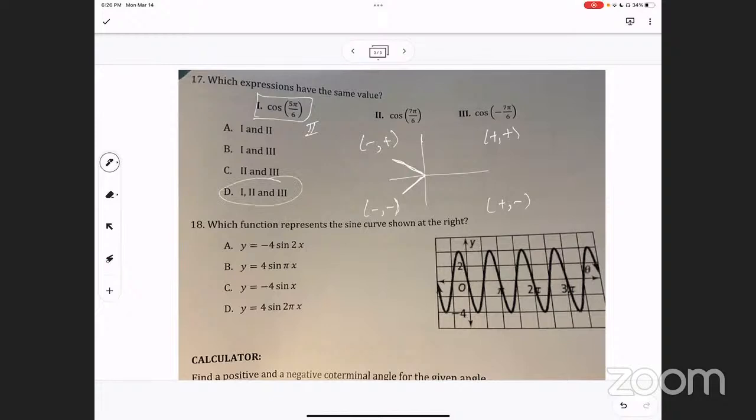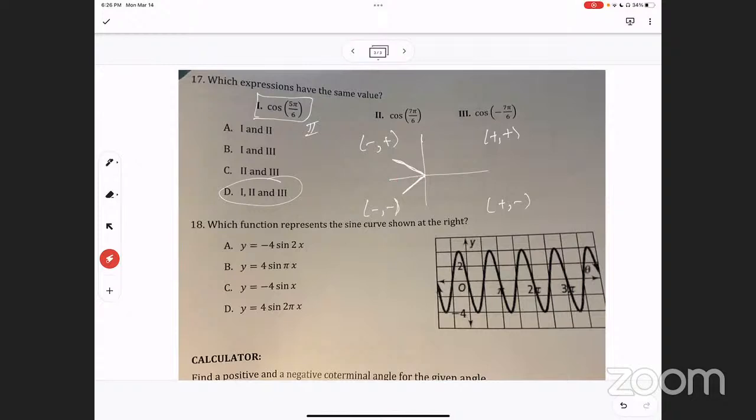So it's kind of a trick question. They all have the same cosine because they all are negative. The x coordinate, that this is your cosine, is this x coordinate right here. Make sense?